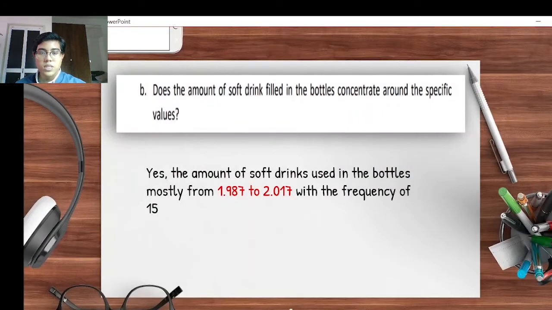For the second question, the answer is yes. The amount of soft drinks used in the bottles is mostly from 1.987 to 2.017, which we can get from the table in the previous slide, which has the highest frequency of 15.